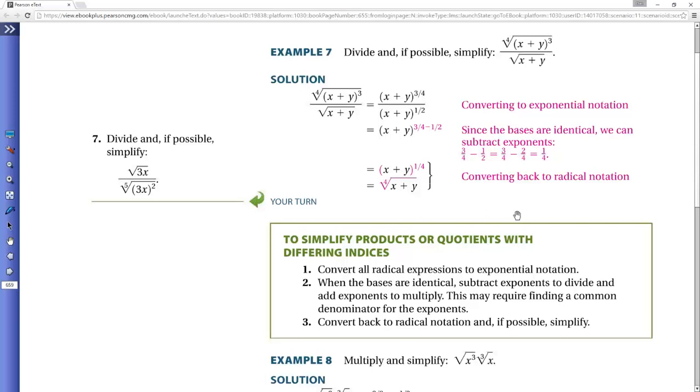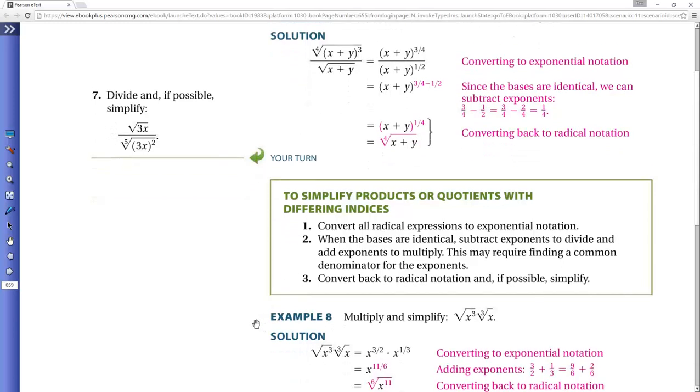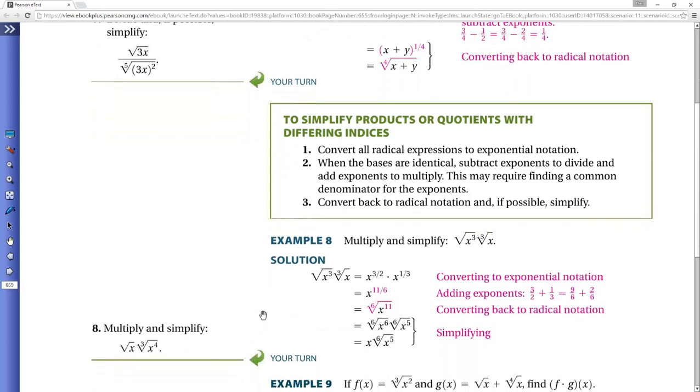So, and here's a strategy box. To simplify products or quotients with differing indices, convert all the radical expressions to exponential notation or turn them into exponents, right? When the bases are identical, subtract the exponents to divide and add exponents to multiply. This may require finding a common denominator for the exponents. This part right here they're talking about. Convert back to radical notation and, if possible, simplify. And I'd probably simplify before I start bringing in radicals again. Okay?